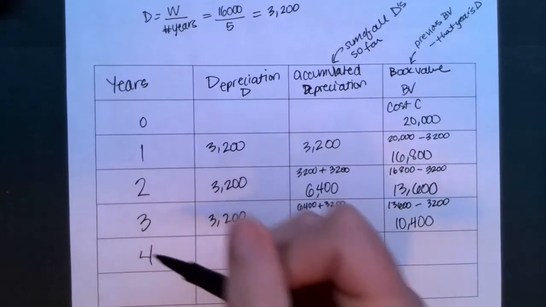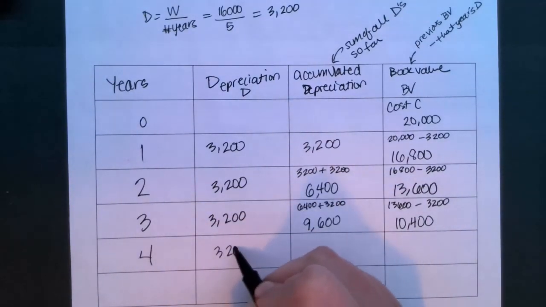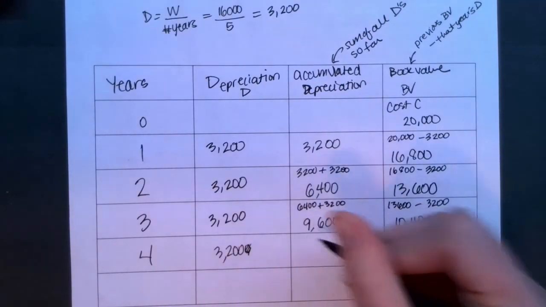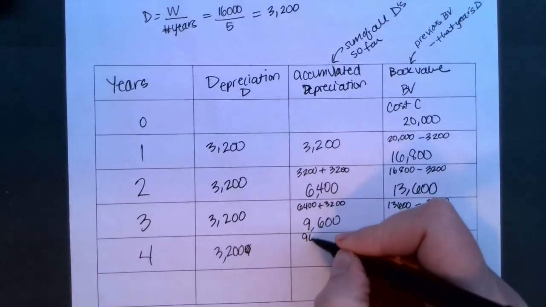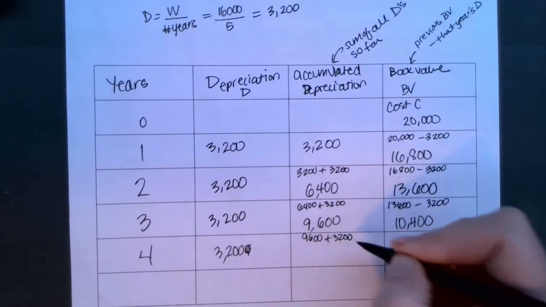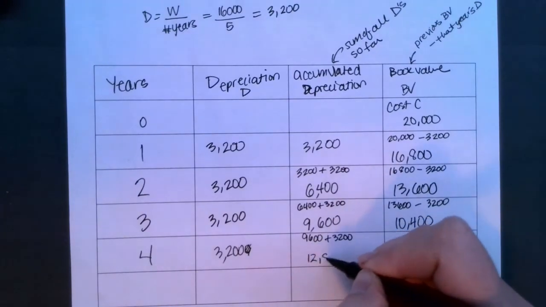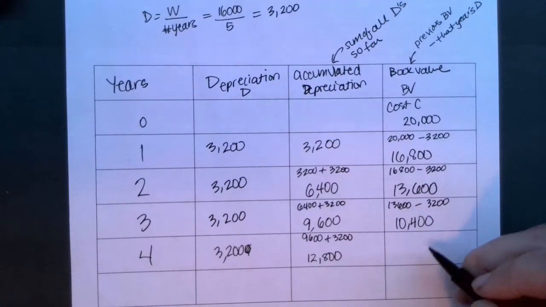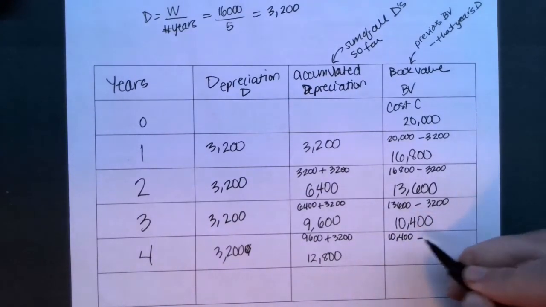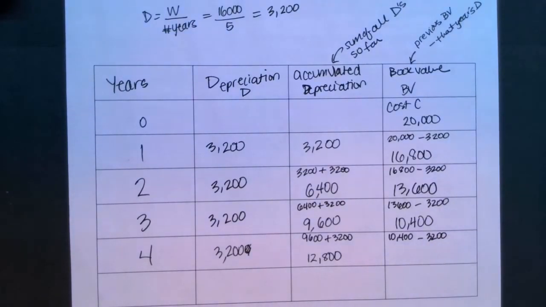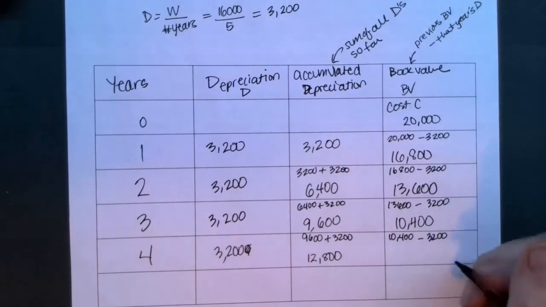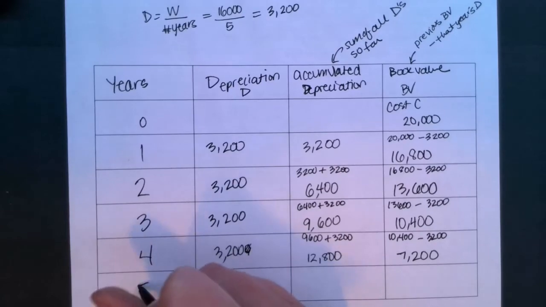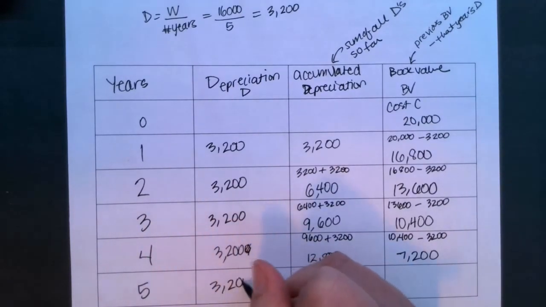In year 4 is the same depreciation. Whoops, extra 0. Okay, same depreciation. And then our accumulated again is going to be the previous plus the current. So 9,600 plus 3,200, which is going to give us 12,800. And our current book value is going to be last year's book value minus our depreciation. So again, this one minus this one, which gives us 7,200. And our last line is going to look real similar.